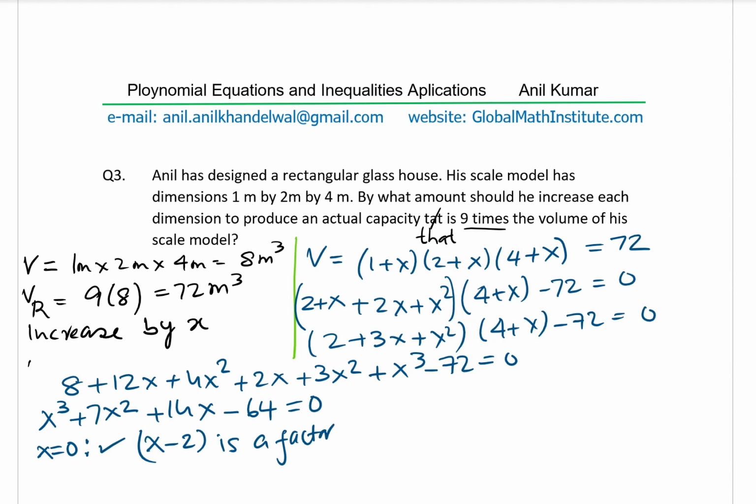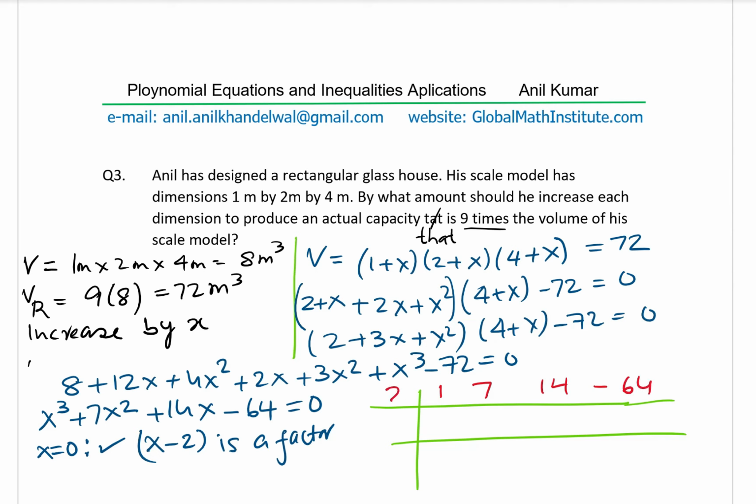Correct. So 2 could be our answer. Perfect. But anyway, let's also do synthetic division here on the side just to show that this is absolutely correct value. Okay. So I'm going to write down the coefficients, which are 1, 7, 14, and minus 64. And we'll multiply by 2, rather divide by 2.